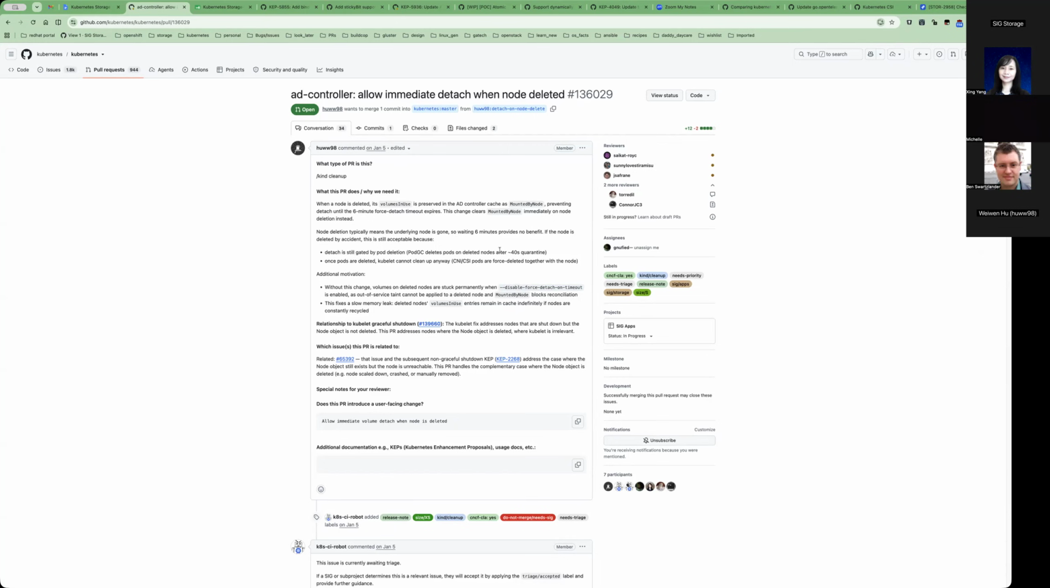Let's call it that. That allows you to detach volumes from deleted node. That allows the attach/detach, but if the node is actually deleted, there's nothing to do on the node. There's just a controller side bit. So this is the KCM flag.